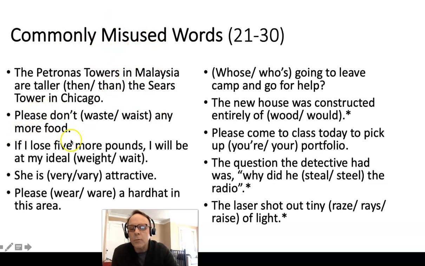Please don't waste any more food. So this first one is a, don't waste, don't misuse it, and this is the part of your body where your belt might be, W-A-I-S-T. So you want to choose this one, the first one.